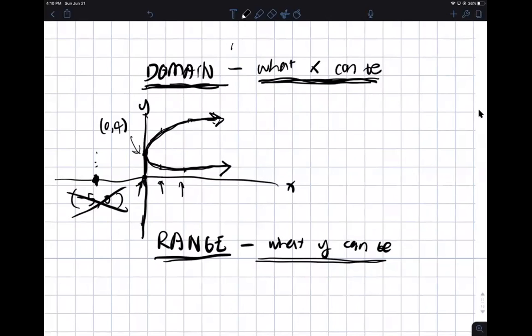Domain. Isn't it infinite? Okay, so I think if you look at this graph here, the domain is just telling us all the possible values of x.